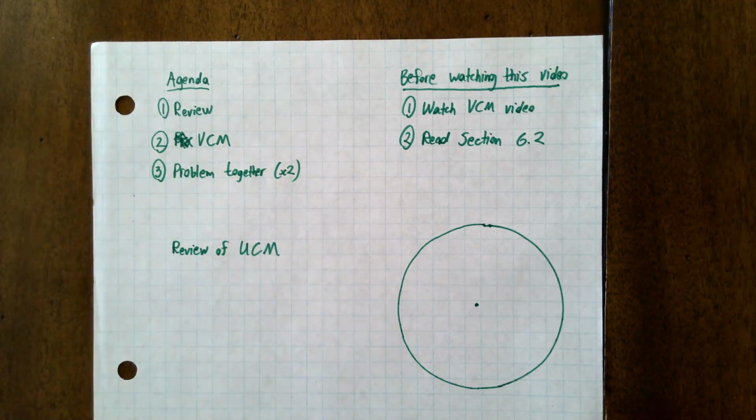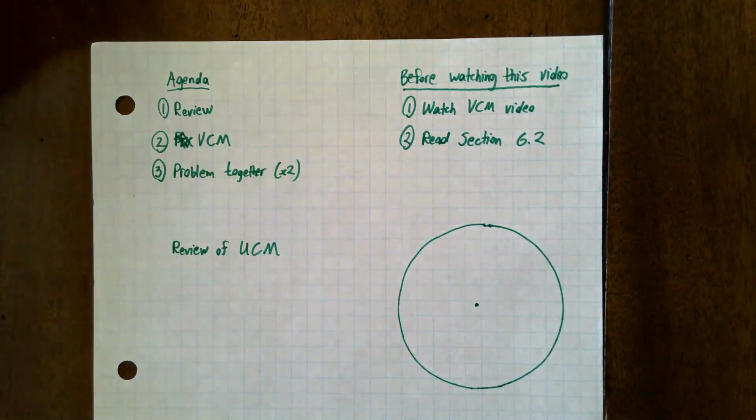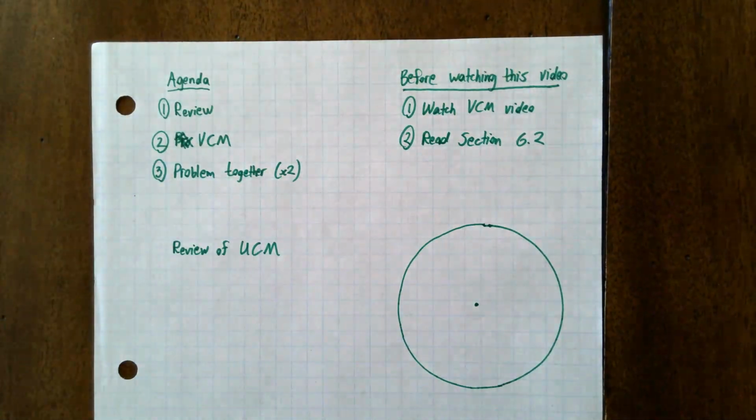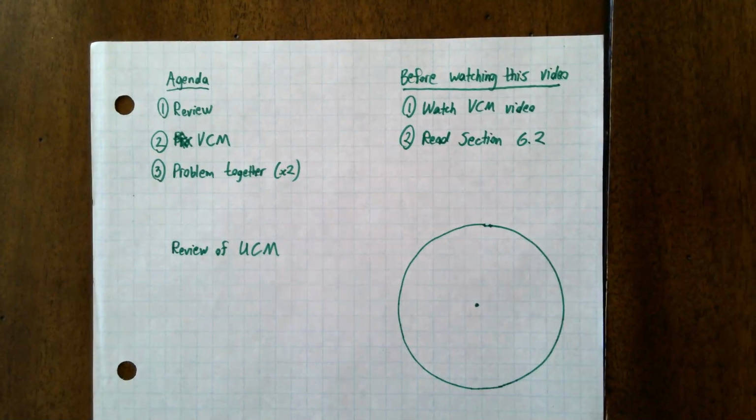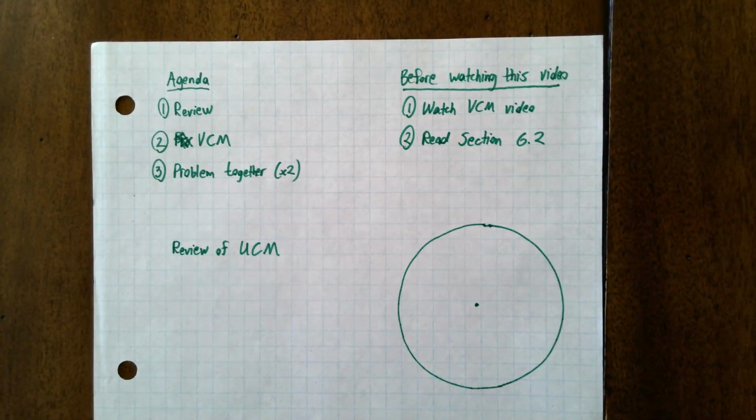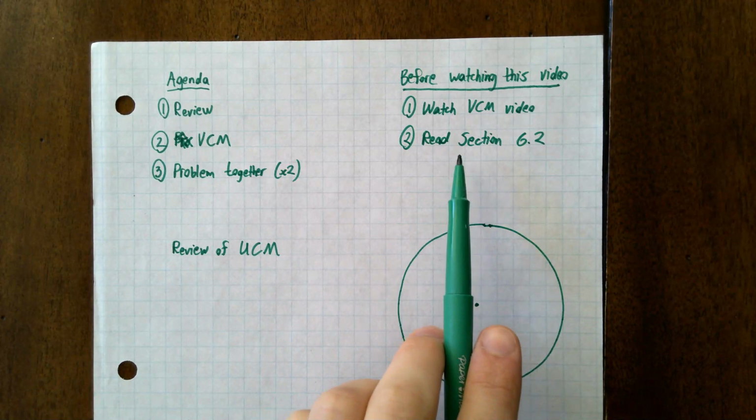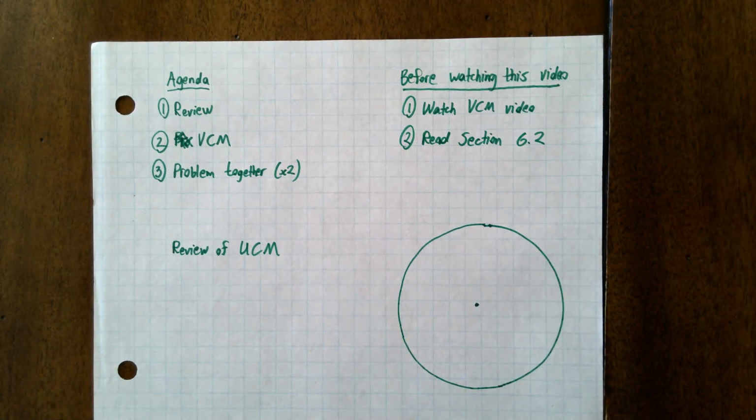We'll do two problems together: one analyzing a vertical circular motion circumstance, and then an advanced problem in horizontal uniform circular motion. Before watching this video, you should watch the vertical circular motion video I attached to the announcement on Blackboard, and then read section 6.2 to continue your understanding of circular motion.